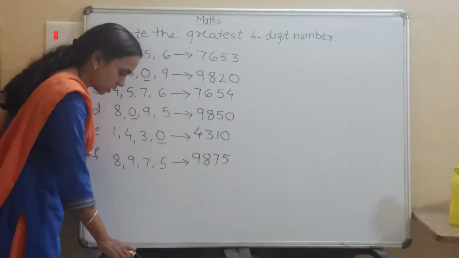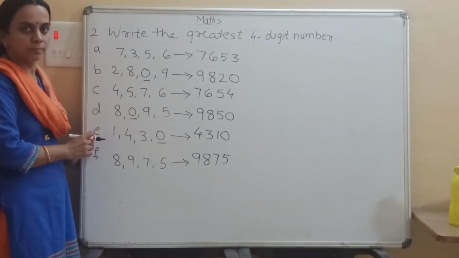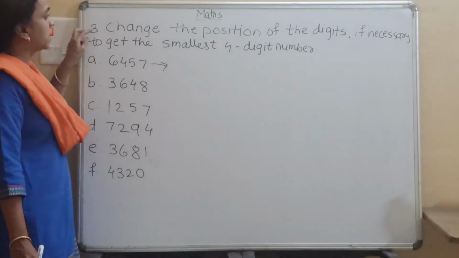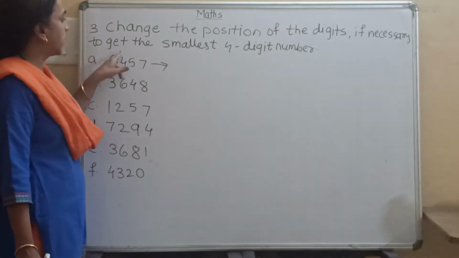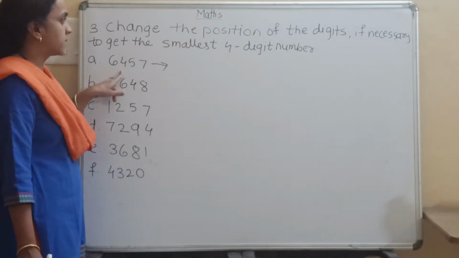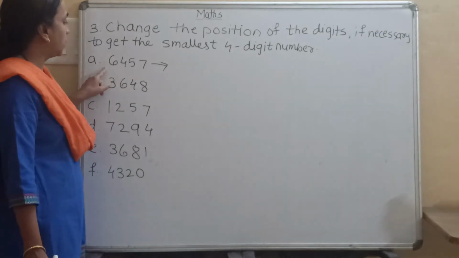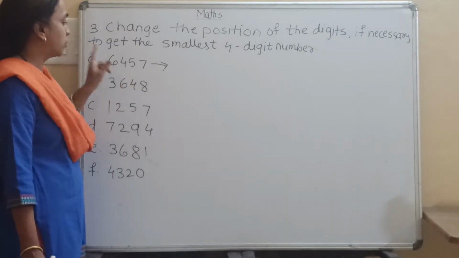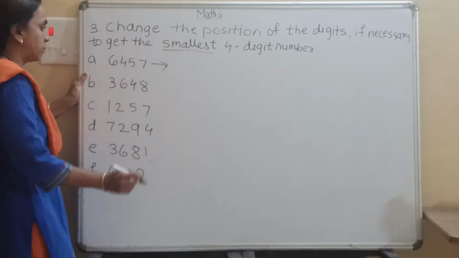This question also you will complete in your textbook. Now see the third example. Change the position of the digits if necessary to get the smallest 4-digit number. So these digits are given. If necessary, if we want, we can change their position. So we have to prepare the smallest 4-digit number.